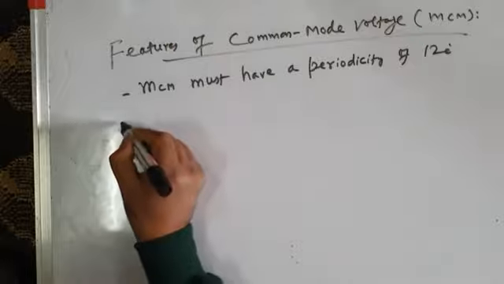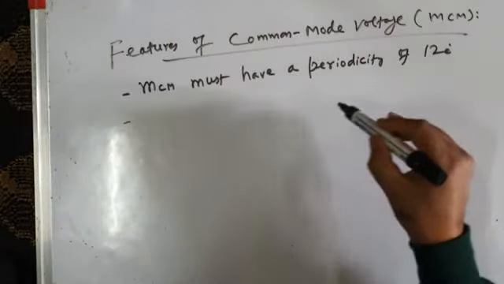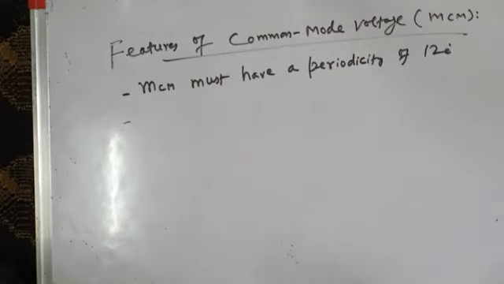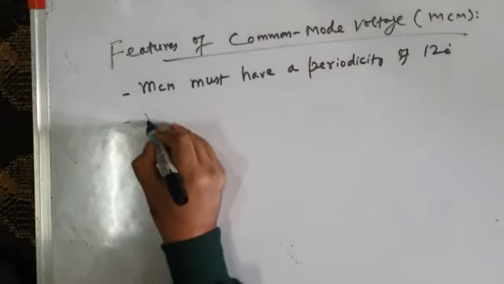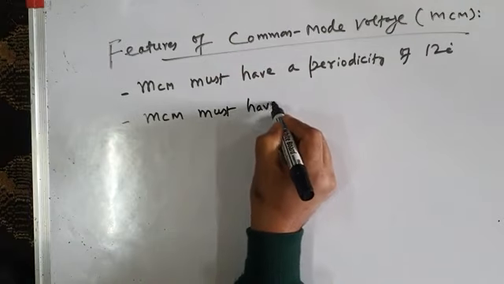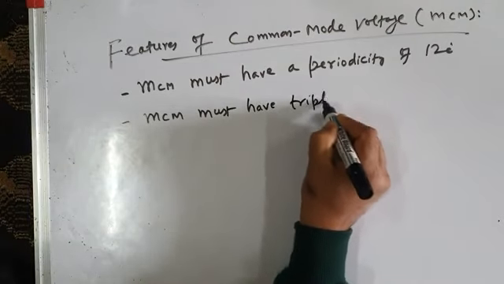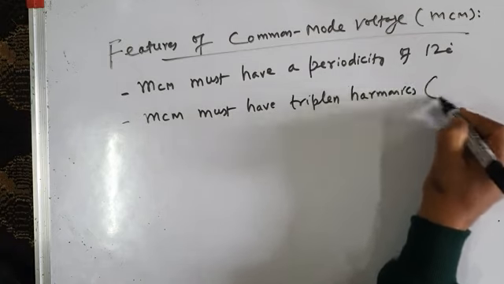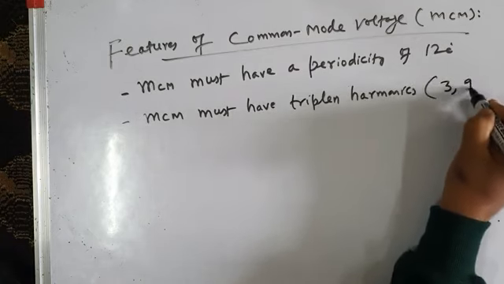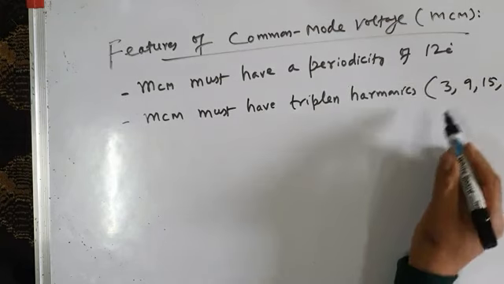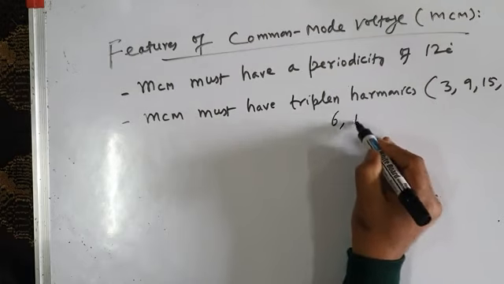And when it has a periodicity of 120 degrees, that means for one cycle of the original modulating wave, the common mode signal must complete 3 cycles. Therefore, MCM must have only triplet harmonics. Triplet harmonics means third harmonic and multiples of third: 3, 9, 15, 21 and so on. 6 is also a multiple of 3, 12 is also a multiple of 3.